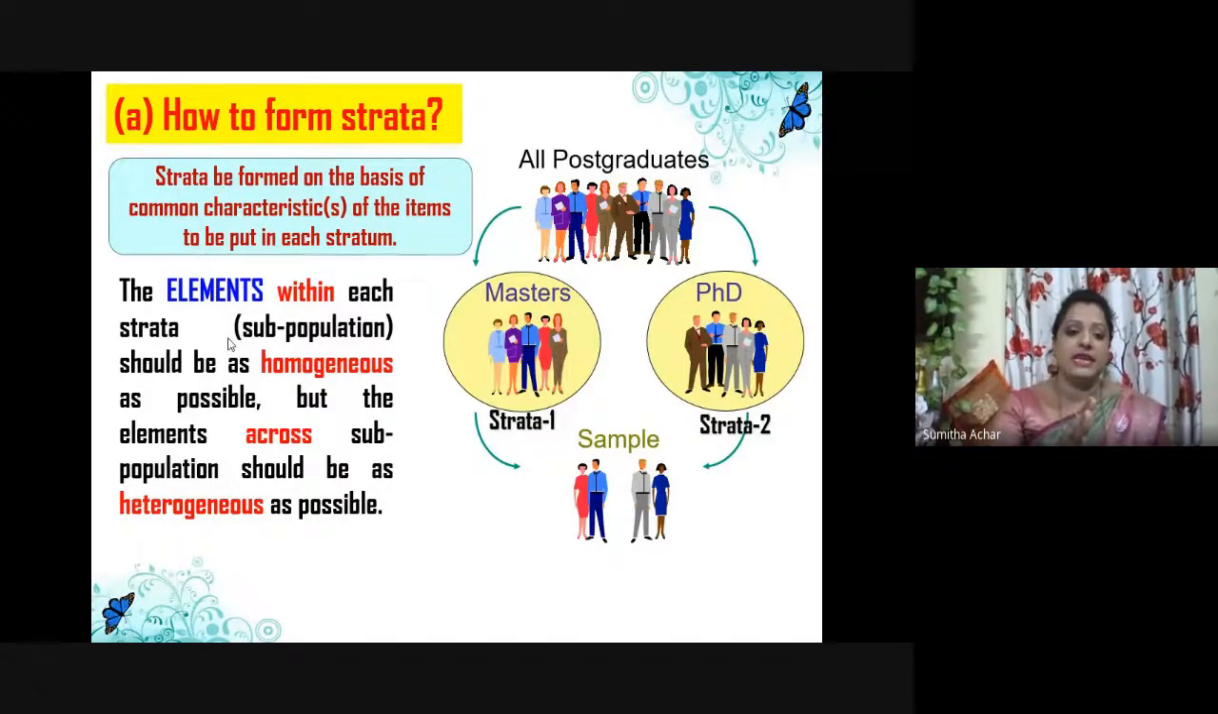So what is the understanding here? The elements within the strata should be homogeneous, but across the strata, they should be heterogeneous. I'm sure you are able to understand homogeneous. Homogeneous are with similar characteristics. Heterogeneous are with different characteristics, right? So this is how we form the strata. All the people within a stratum should have homogeneous characteristics, whereas between the strata, if you compare strata 1 and 2, they should be heterogeneous. They should be different.